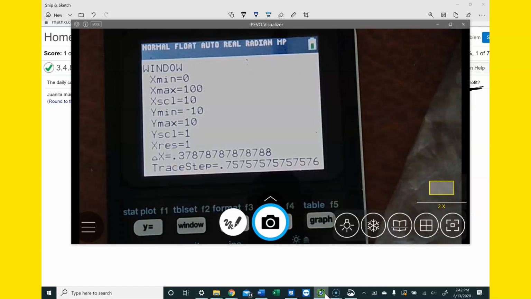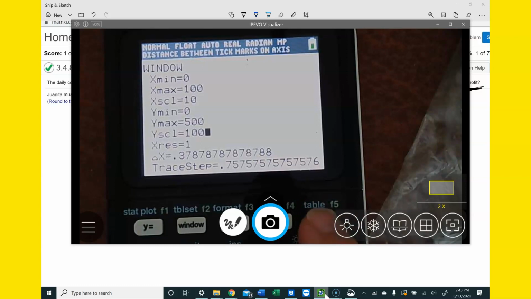The Y min, what is Y representing here? Y is representing the money that it costs or the money that is brought in. So I'm not going to bring in a negative amount of money, so I can let that start at 0. And I'm thinking, what might the revenue and cost be? I really am not sure. I'm going to try 500 and just see what happens. I'm going to let that be, let's just say, 100. The Y scale doesn't matter either. If you don't even change that, it won't make a difference. All right, let me hit graph.